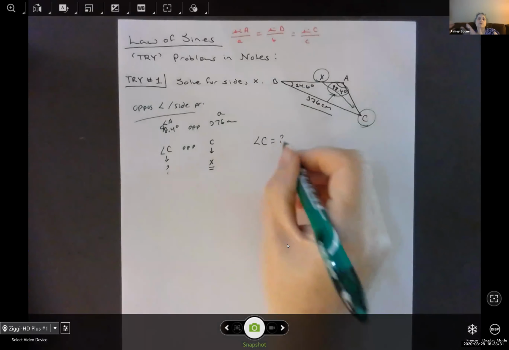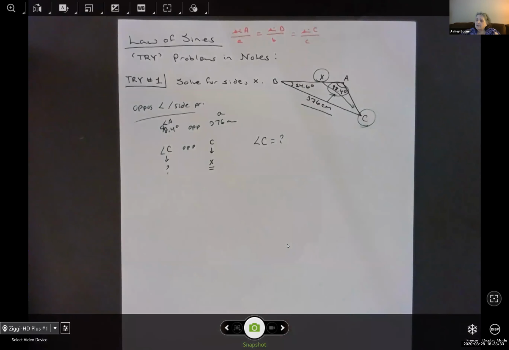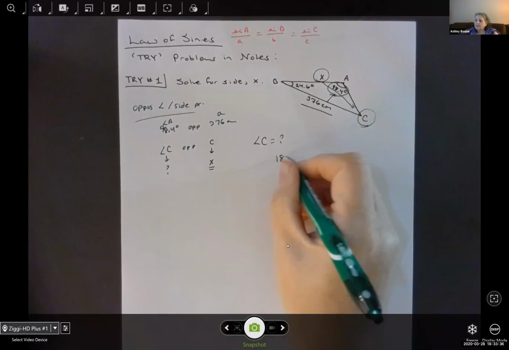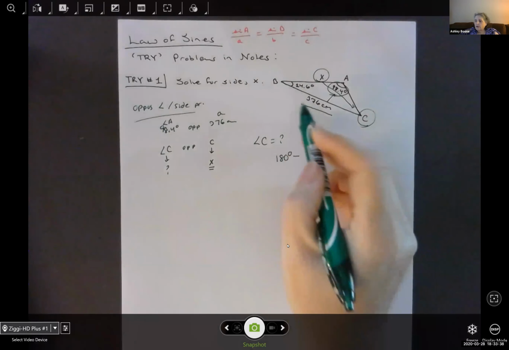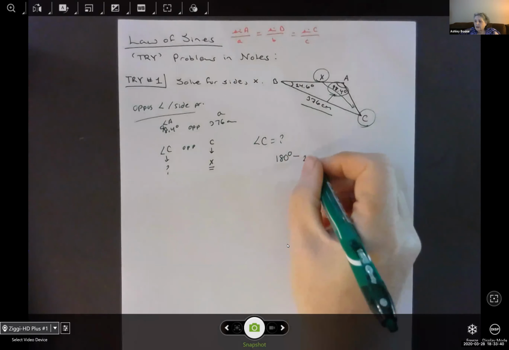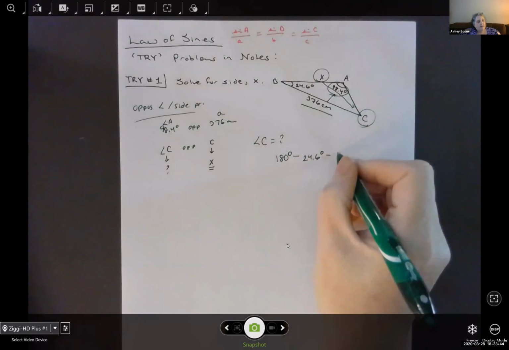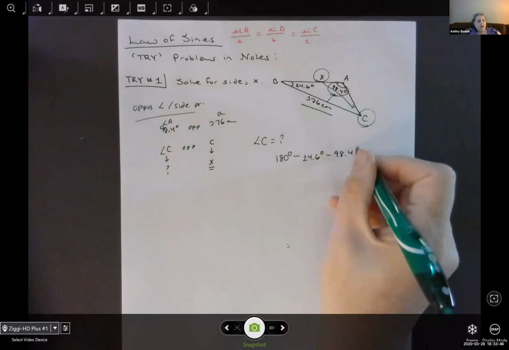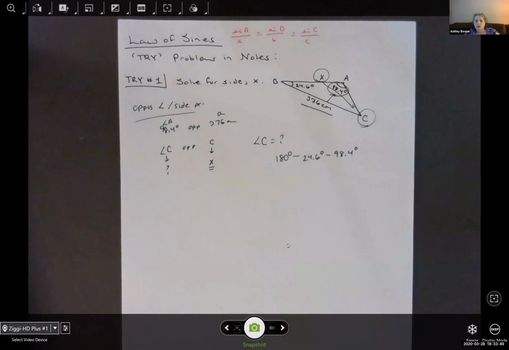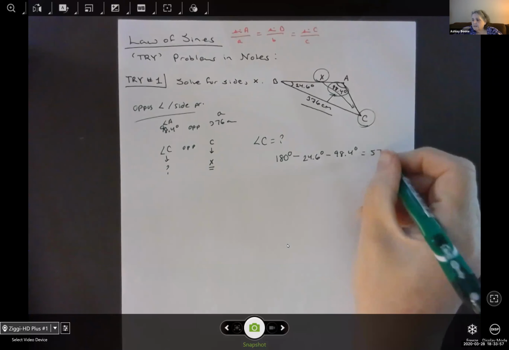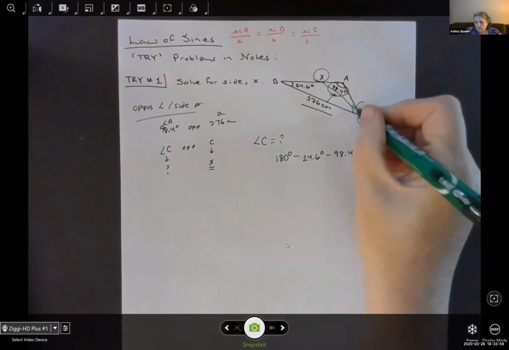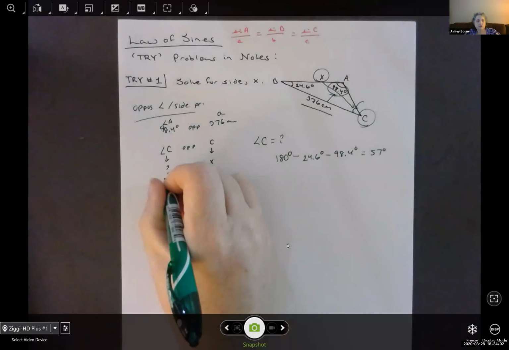I do. Three angles add up to be 180 degrees. So I can go 180 degrees minus this angle that we know, 24.6 degrees, minus this other angle we know, which is 98.4 degrees. And if you go 180 minus 24.6 minus 98.4, you get 57 degrees. So we know this angle is 57 degrees.